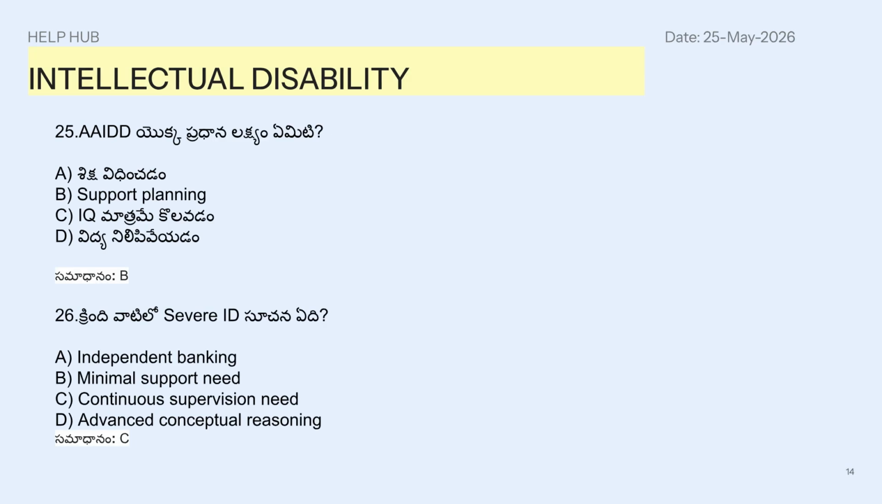Question 25. What is the main goal of AAIDD? The answer is B. Support planning. Question 26. Which of the following indicates severe ID? The answer is C. Continuous supervision needed.